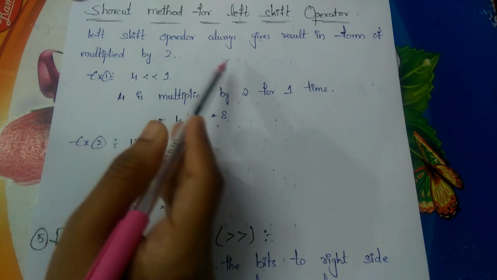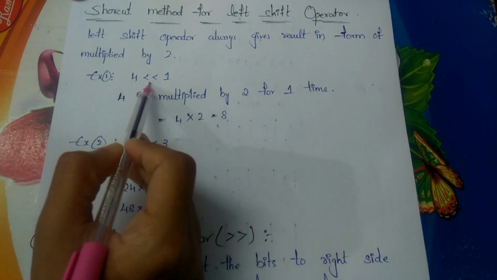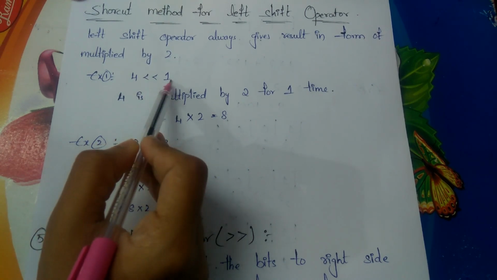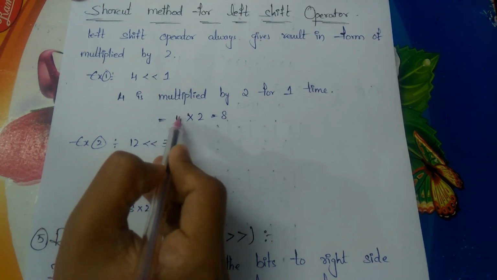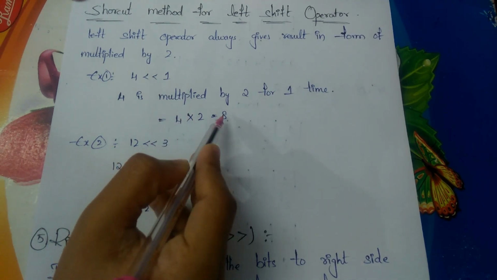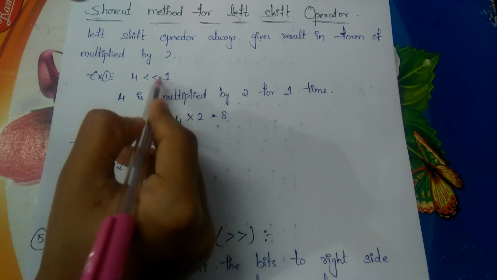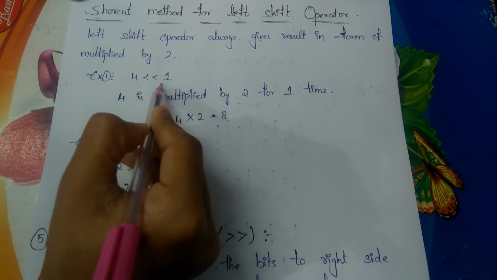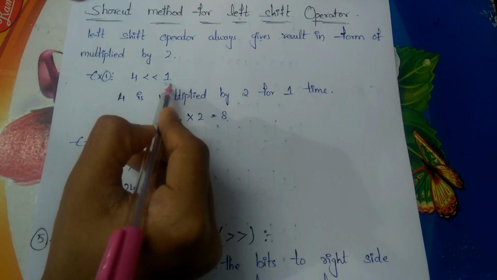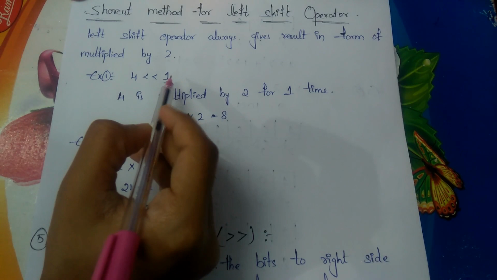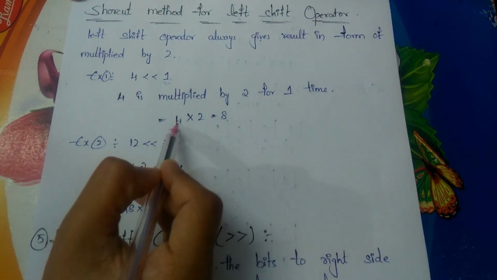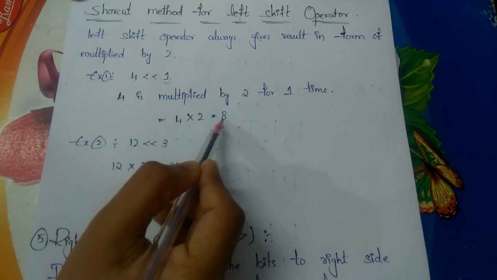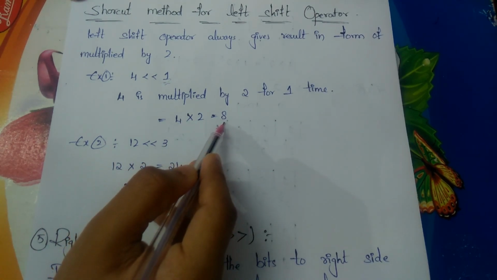Now the shortcut: I am taking the previous example, 4 left shift 1. This 4 is multiplied by 2 for one time, because here it is represented as 1. This 1 represents the number of bits to be moved to the left side. So we multiply 4 by 2 only one time: 4 into 2 equals 8. You can also check it with the previous case.